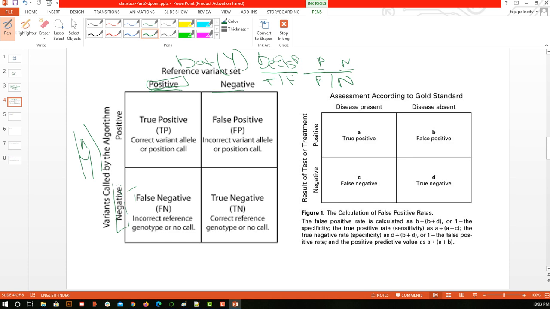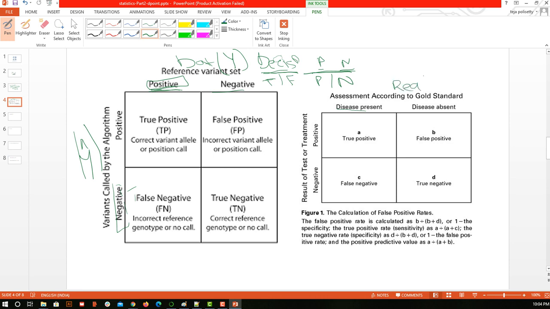I hope this is making sense, right? Whether your decision was correct or not, based on that you will write true or false, and the decision that you took, that you will write positive or negative. So this was for understanding what is true positive, false positive and all. But now we'll take an example of diabetes and we'll try to understand. So this is something real.